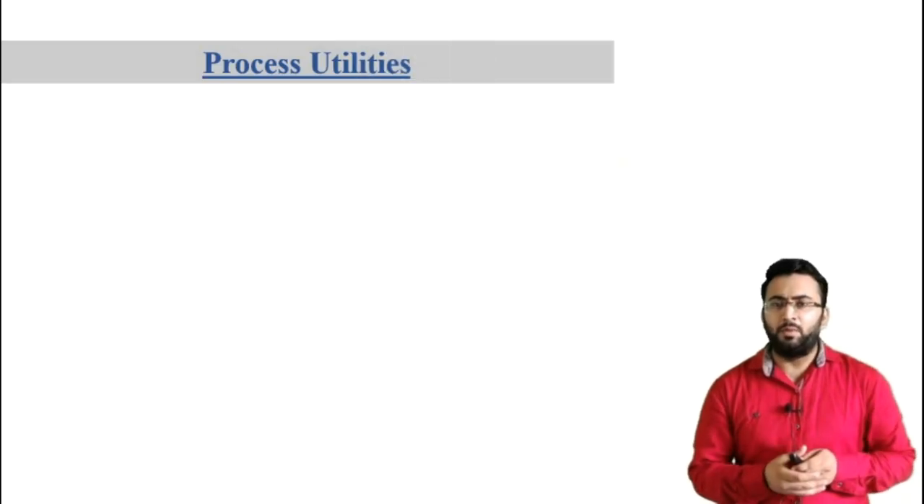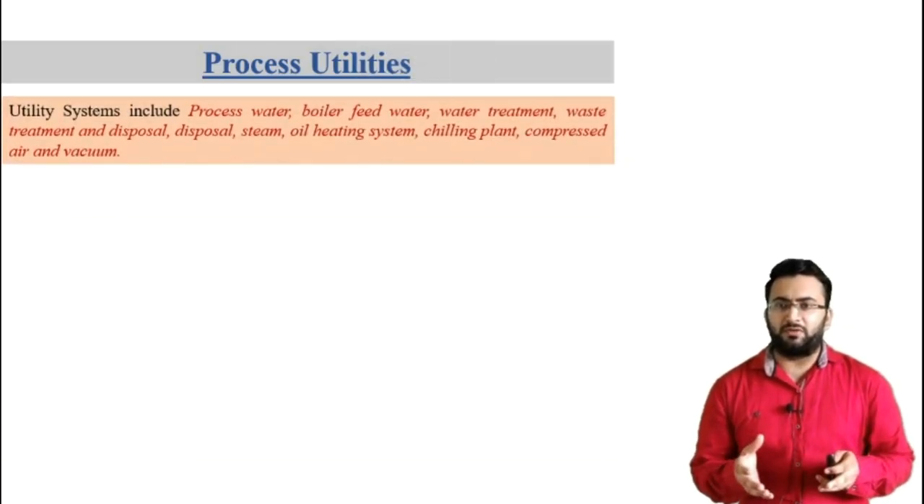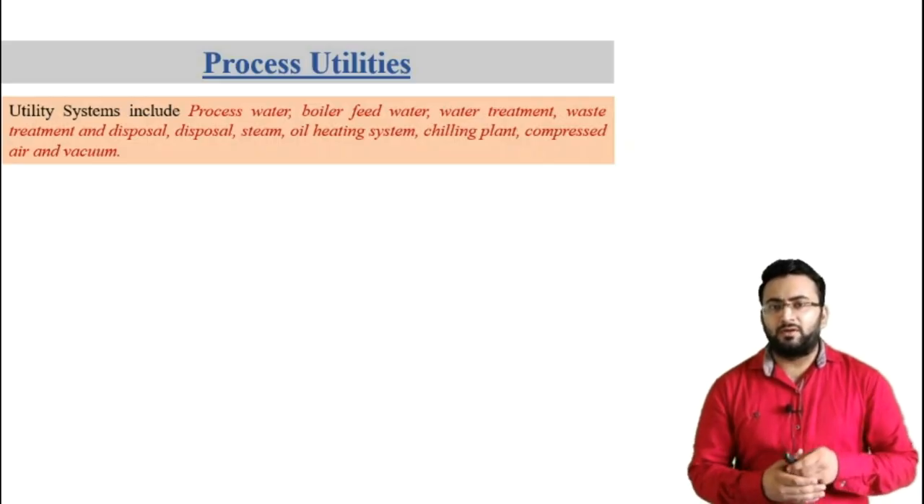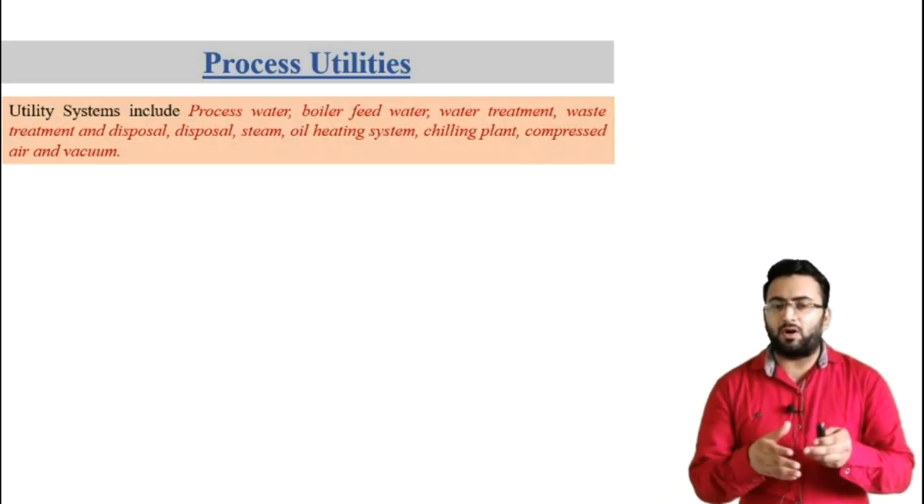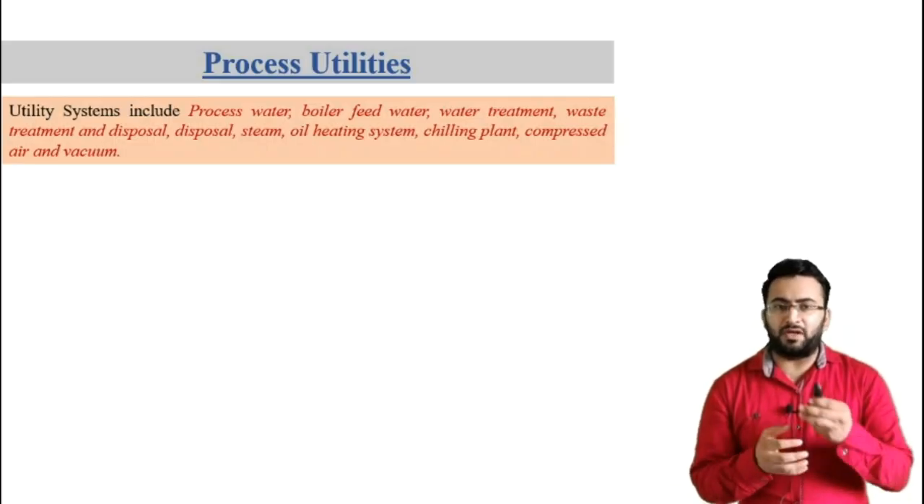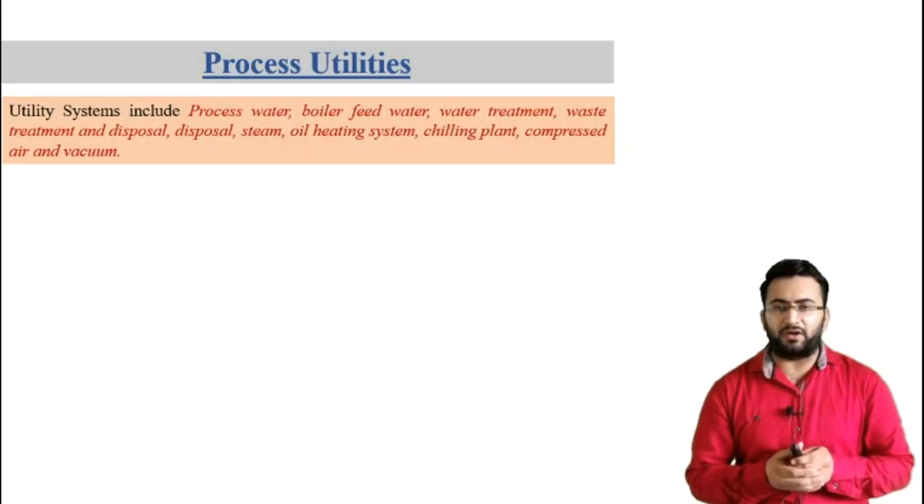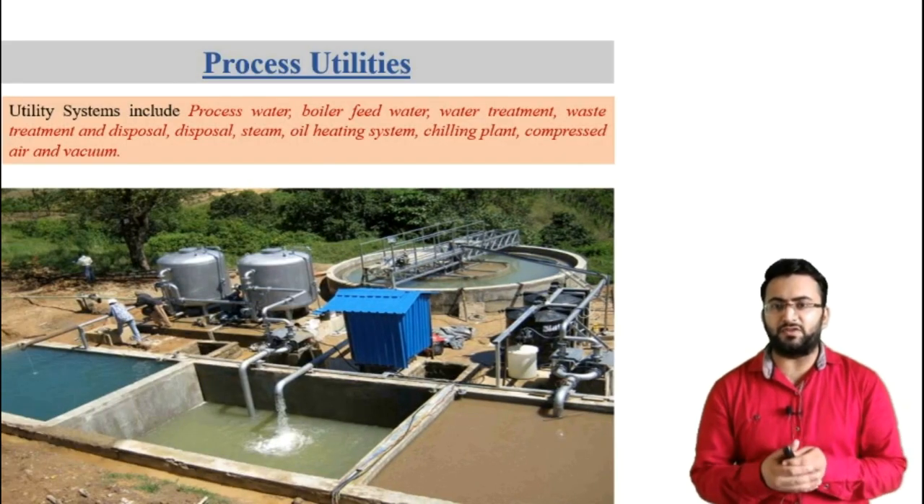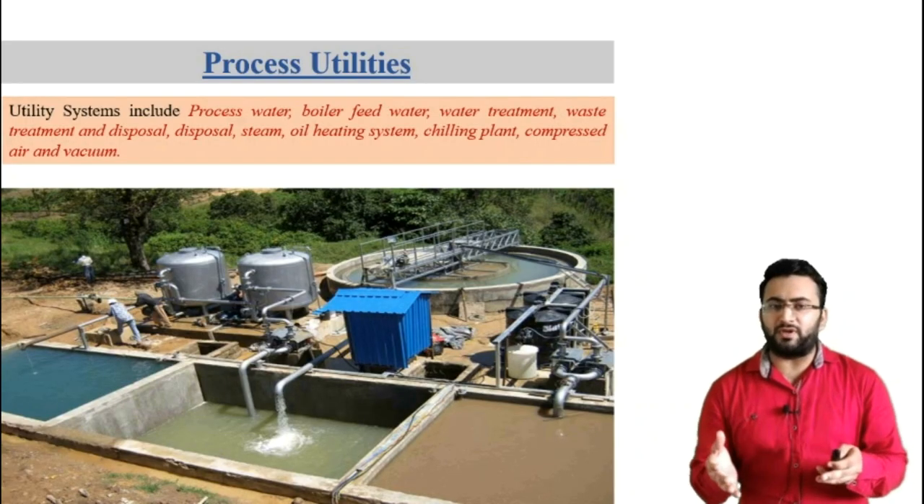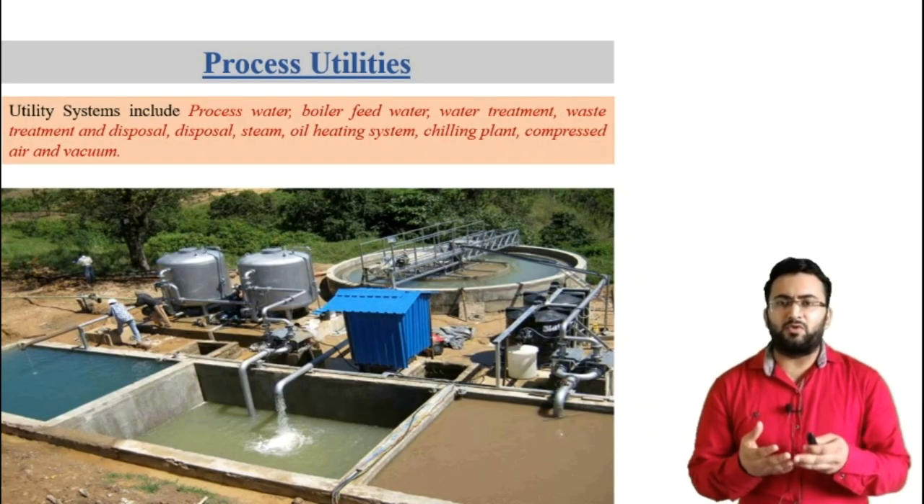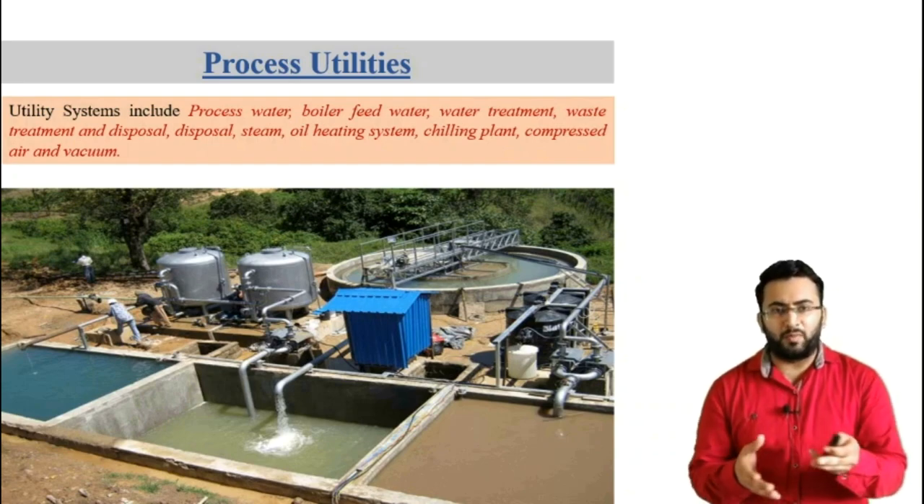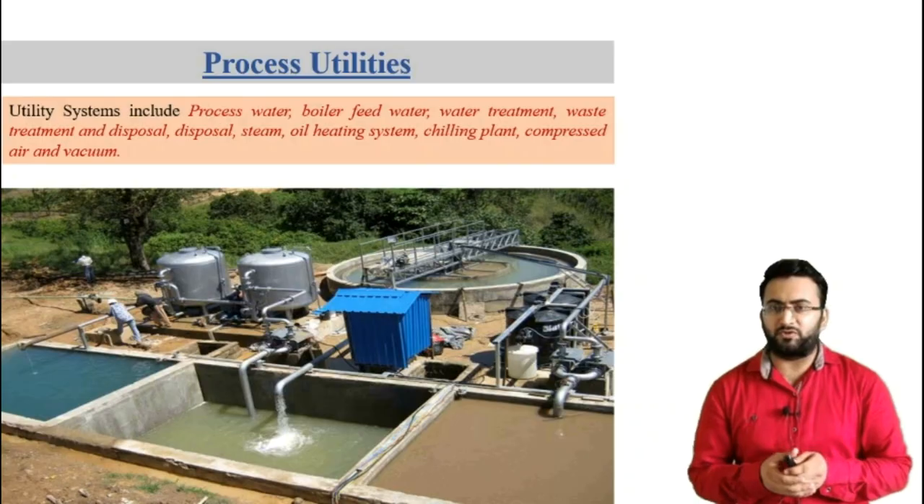Now let's talk about process utility. Utility system includes process water, boiler feed water, water treatment, waste treatment and disposal, steam, oil heating system, chilling plant, cooling water plant, compressed air or vacuum. So the basic requirement in material which is commonly used in a chemical plant is known as process utility, such as process water. So water used in process is known as process water. Water is mostly used in many processes as raw material. So this type of water is known as the process water and it is considered in process utility.